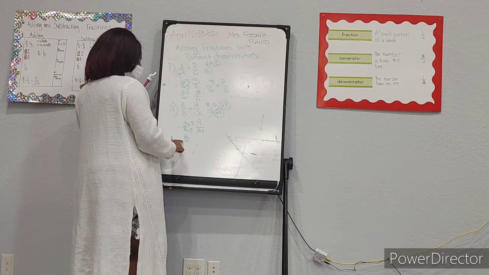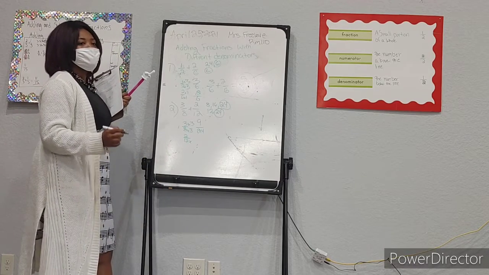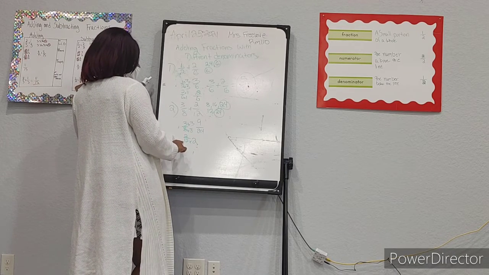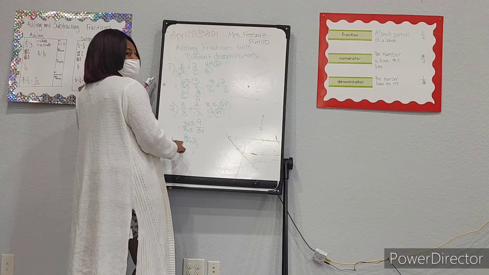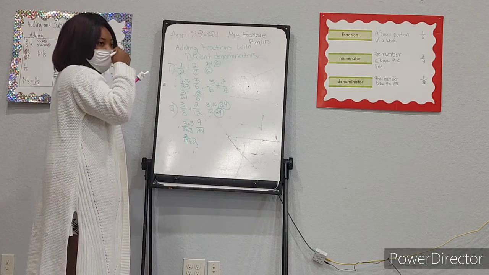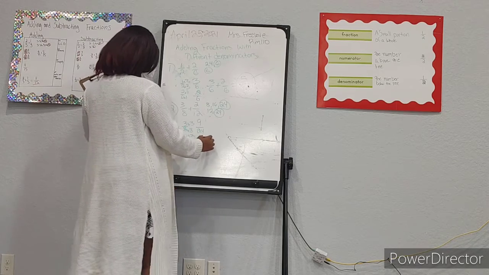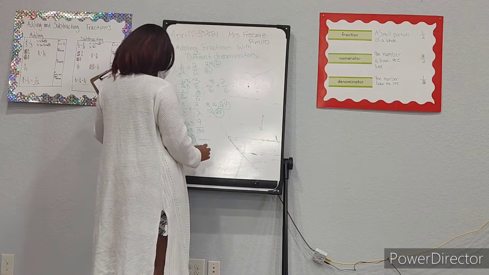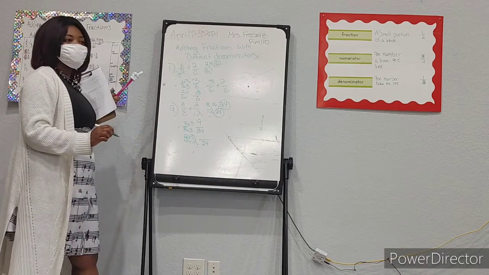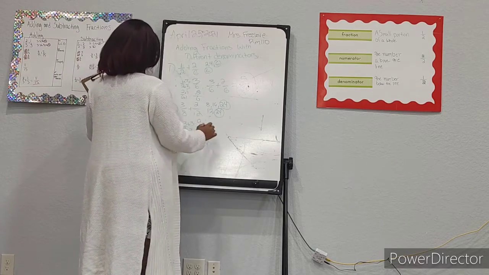Now we need to do our second one. To get 12 to be 24, we need to multiply it by 2. And since we're multiplying the denominator by 2, what do we need to do? Multiply the top by 2. All right. 12 times 2 is 24. 2 times 2 is 4. Now we're going to rewrite our problem.